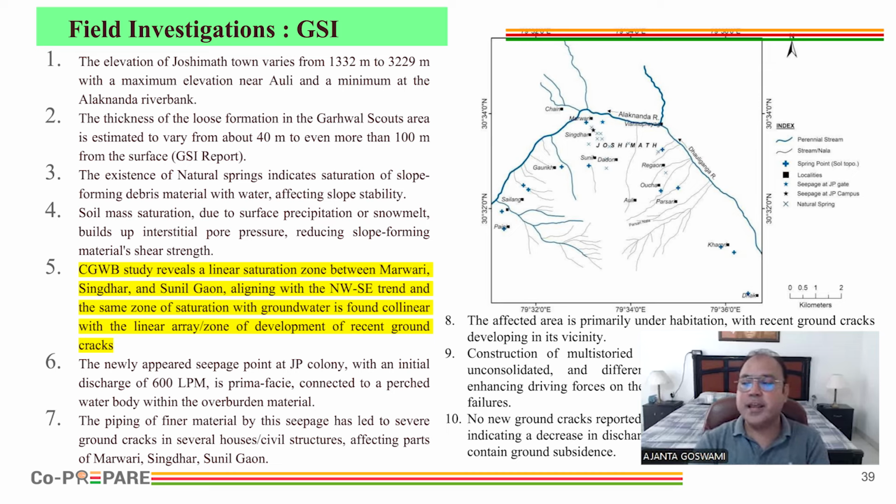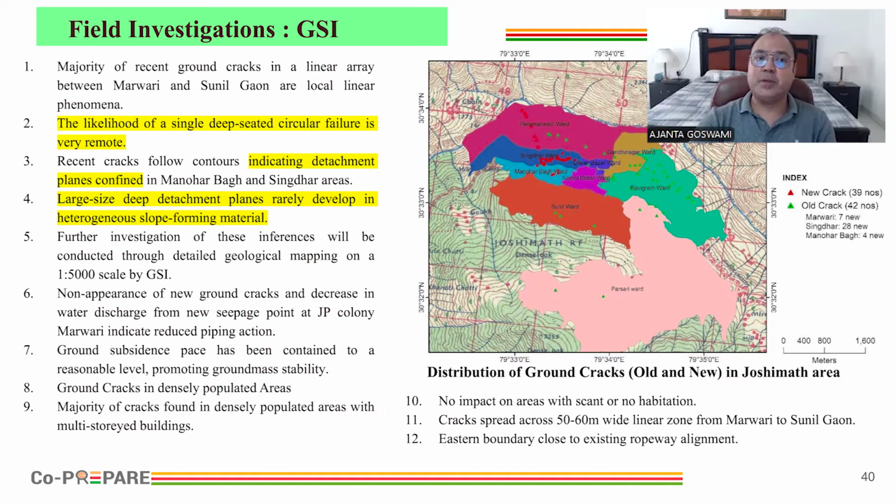If we summarize the GSI report, they said that the majority of the recent ground cracks in the linear area between Marwari and Sunilgaon are local linear phenomena. The likelihood of a single deep-seated circular failure is very remote. Many of us have a hypothesis that perhaps this is a single deep-seated circular failure, or there could be multiple deep-seated circular failures. That is our hypothesis, but GSI is not accepting it. They said the likelihood of a single deep-seated circular failure is very remote.